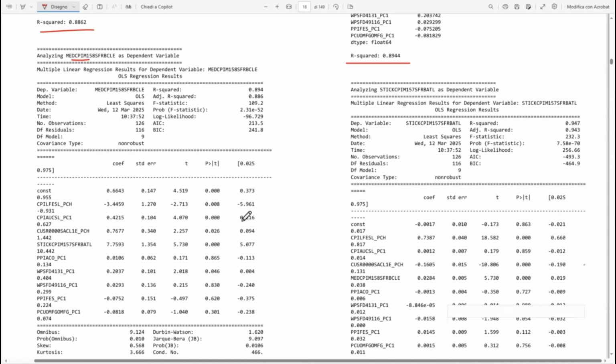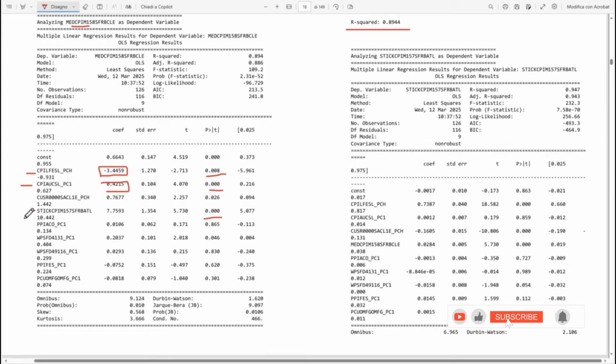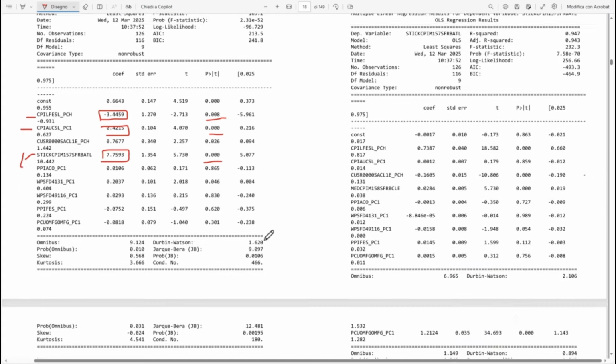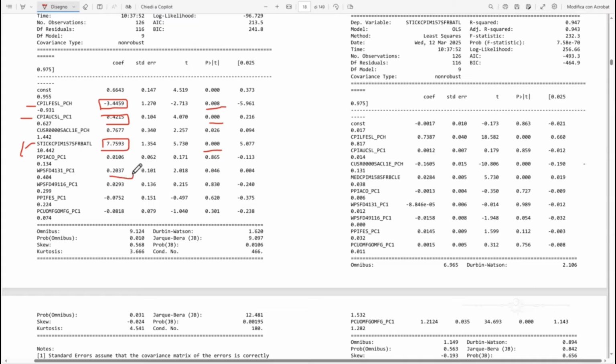So the median CPI is correlated with the core inflation, but it's a negative coefficient. Wow, it's a very huge negative coefficient, minus 3.45%. Very interesting. While median CPI is very correlated to inflation rate by 0.42. Median CPI has a very large correlation with sticky prices, 7 points. Oh, this is a very large coefficient. So this is core producer price index, and the correlation coefficient is 0.20.